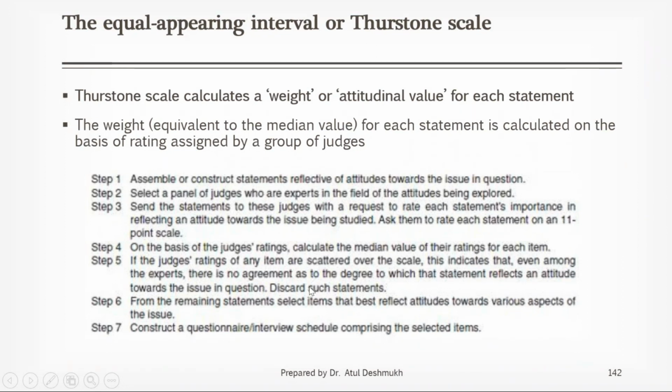Means for that particular statement, among the experts, they have different opinions. One is marking at 2, another is marking at 5, and one more is marking at 11. So they do not have the same opinion. They do not have similar opinion. There is no agreement to the degree to which that statement reflects an attitude. So there is no agreement between the experts.